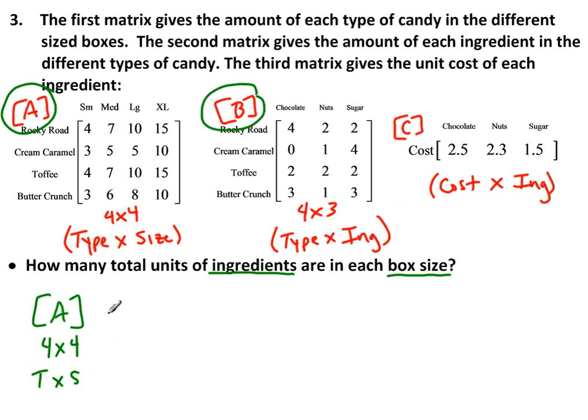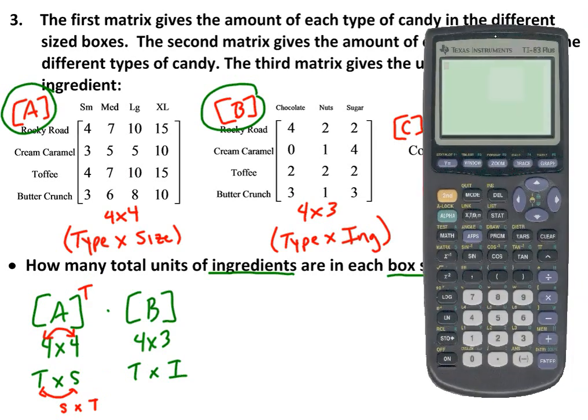So I know I'm going to have to multiply this by matrix B, but let's see if these match up right now. This is a 4 by 3, so the numbers match up, but this is type by ingredient. That's not going to work. The only way this is going to work is if I can transpose my first matrix. If I transpose it, this becomes a 4 and 4, which I can't tell the difference. But then this switches, and it becomes size times the type. And now my types match up. So I know I'm going to have to transpose my first matrix.